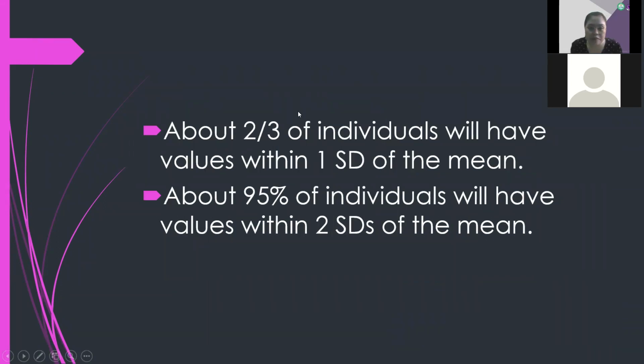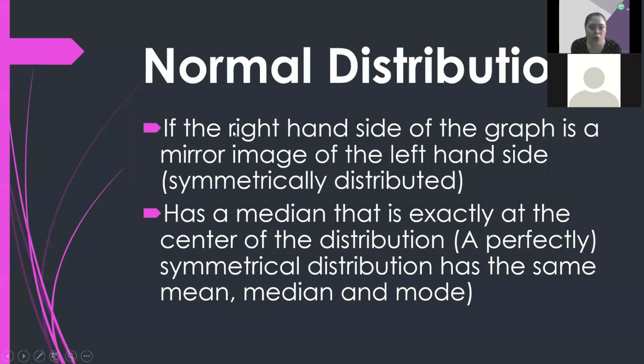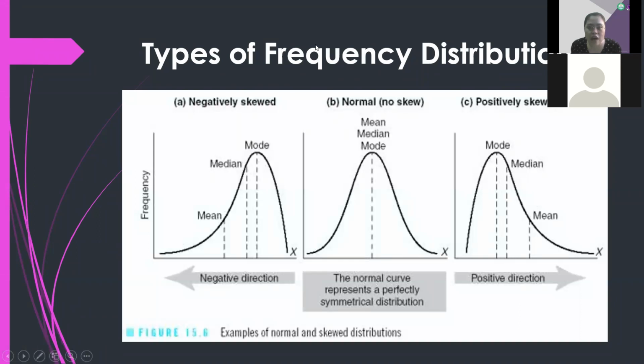our normal distribution data. Now, aside from that, normally distributed data means about 2/3 of the individuals will have values within one standard deviation of the mean. Okay? So, kung atin itong hahatiin, class, so just like this one, lagyan mo pa siya dito.